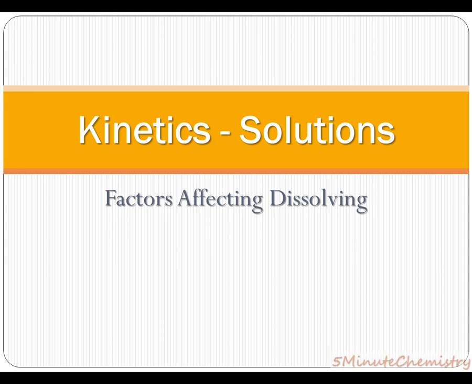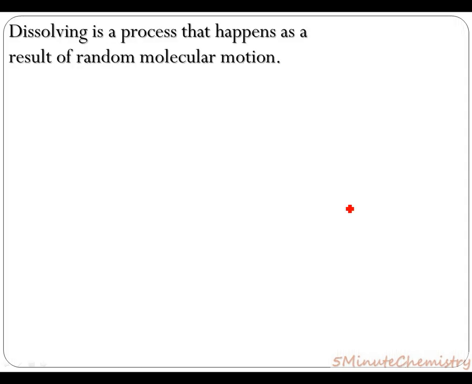Alright, let's begin our discussion of the factors that affect dissolving now. First and foremost, we have to remember that dissolving happens because of random molecular motion. So, when you have a solute that goes into a solvent to form a solution, the only reason that these molecules spread out is based upon that random molecular motion.